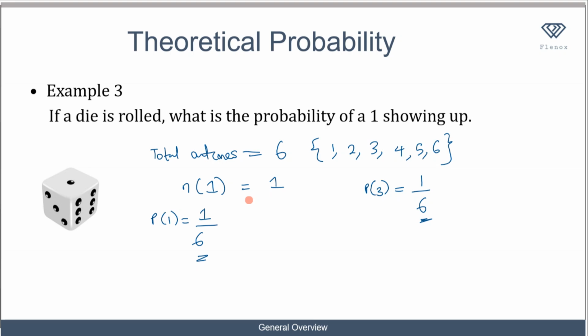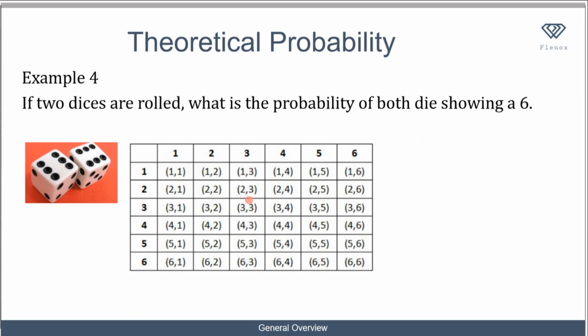So let's move on to another example, and here we are told that if 2 dice are rolled, what is the probability of both dice showing a 6? So you have 2 dice now, and what is the probability that both of them will show a 6 and a 6? And having a 6 and a 6 is really important if you are familiar with the game of Ludo. So what is the probability of rolling 2 dice and getting double 6?